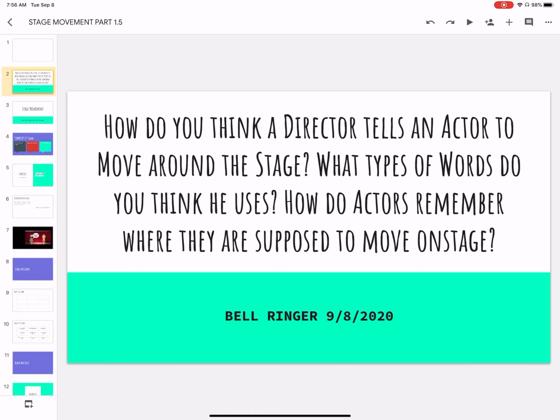So there are some words that we probably use, like blocking, when we're discussing movement, right? Blocking is the planned movement that happens on stage. We also use a vocabulary that exists in the theater, such as stage right, stage left, cheat out, things like that. And actors remember, hopefully, by taking good notes in rehearsal, writing their notes down in their scripts, as well as going through the blocking in rehearsal, so it becomes second nature to them.